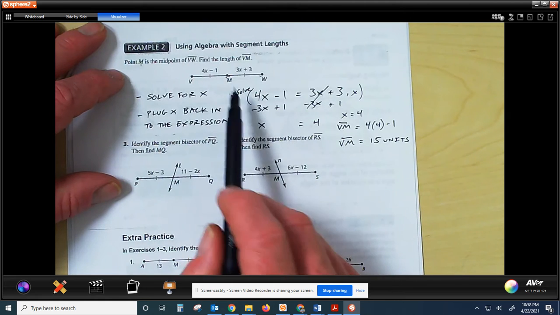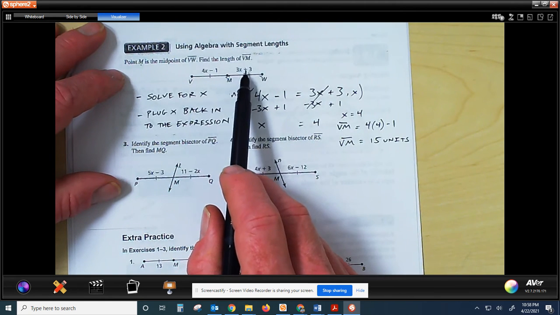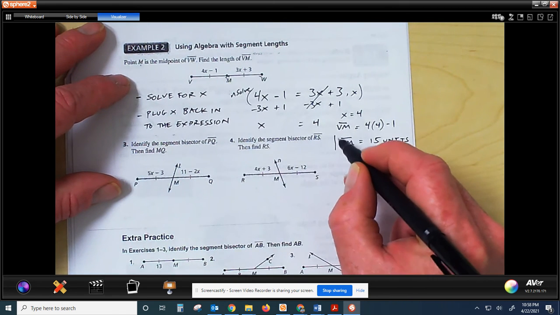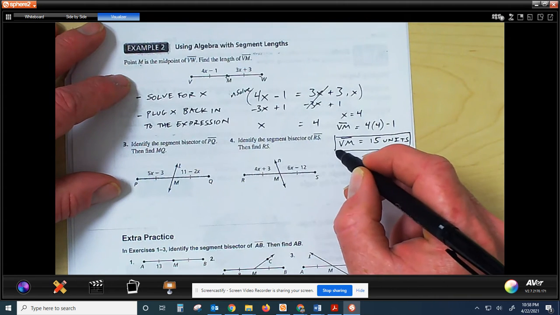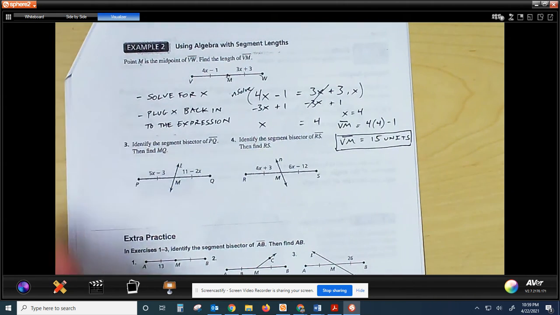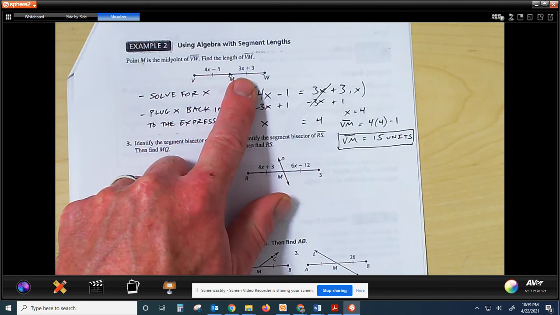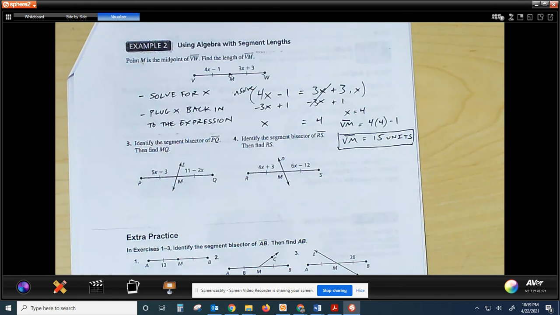Should work the same for MW if these were set equal. 3 times 4 is 12, plus 3 is 15. Perfect. And I know before I even move on, before I even put an answer in a test into DMAC, that I have the correct answer because both plugged in x's come up with the same value for a length in these two segments.